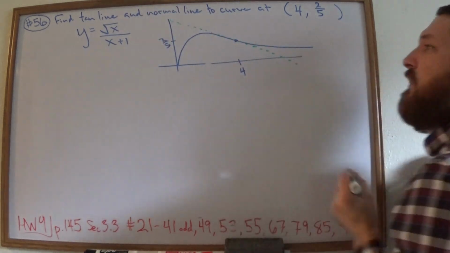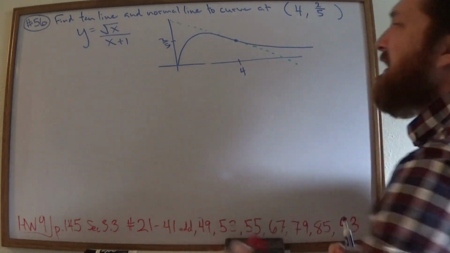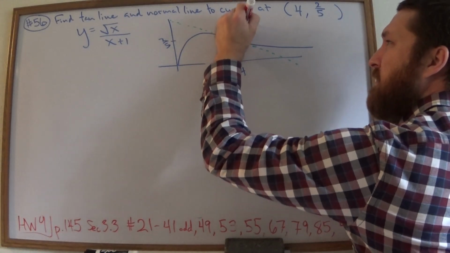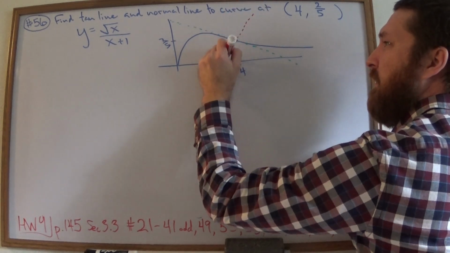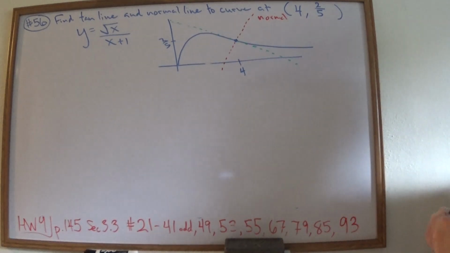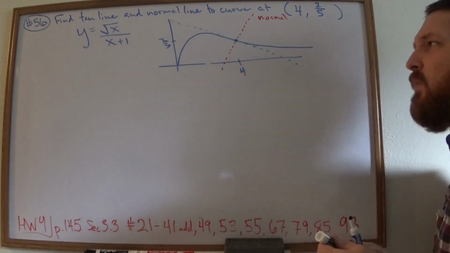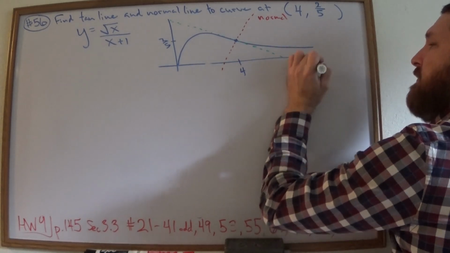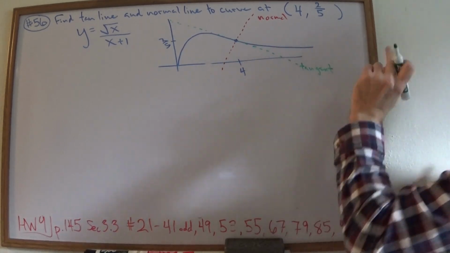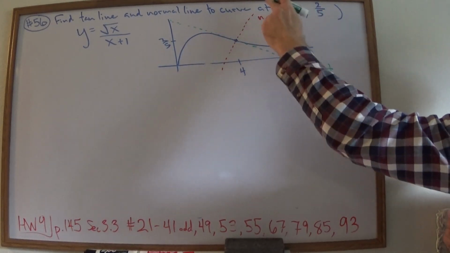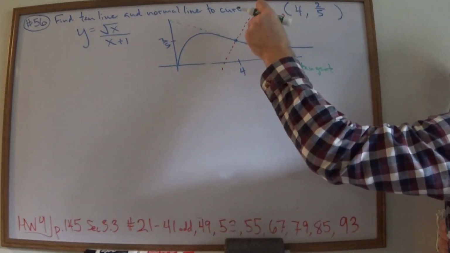The normal line is perpendicular to that. And so the normal line is the perpendicular line right there. Oh, I never would have guessed that. So normal is a math way, I think physics way as well, of saying perpendicular to. So this line is tangent to the curve at that point. This line is normal to that curve at that point.